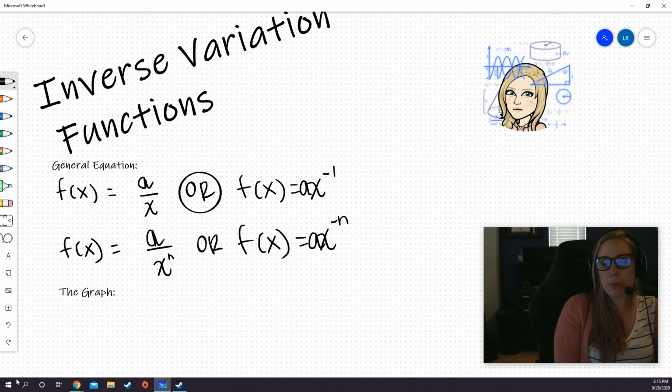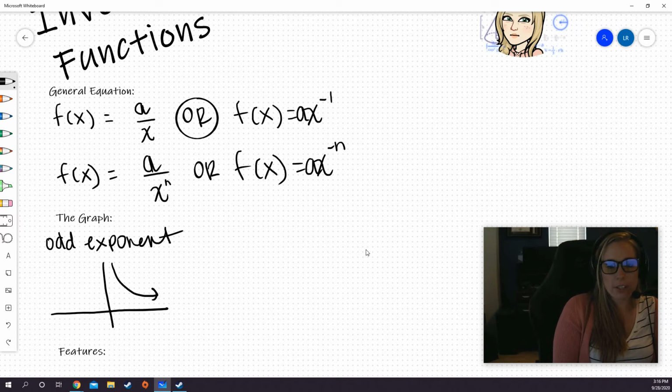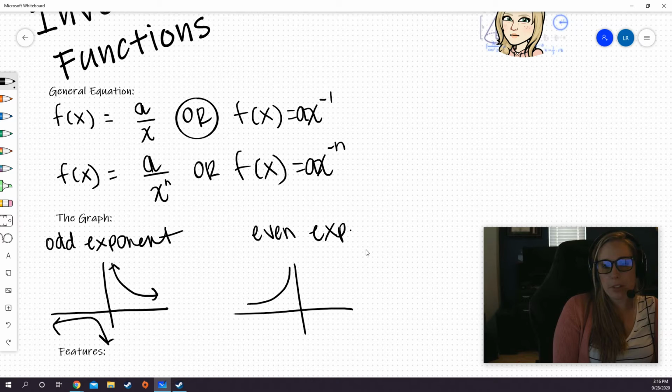Now, if you have an odd exponent, your graph is going to look something like this. You're going to have a piece of it over here, and you're going to have a piece of it over here. And if A was negative, then these would flip. They would be here instead. If you have an even exponent, then it's going to look something like this.